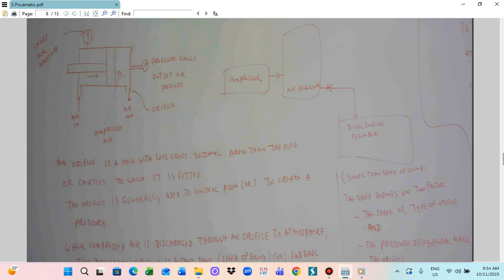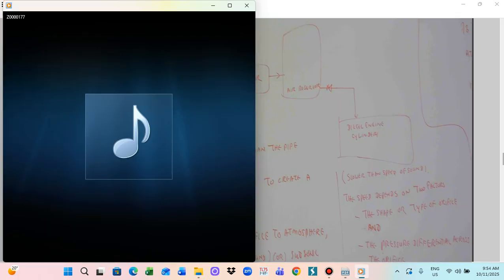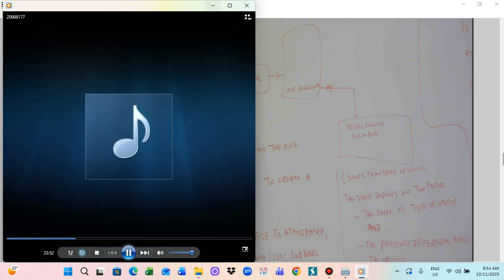Orifice means this is the compressor system. Compressor system means that we compress the air. So this air also has an outlet from here. This outlet we also call the orifice.